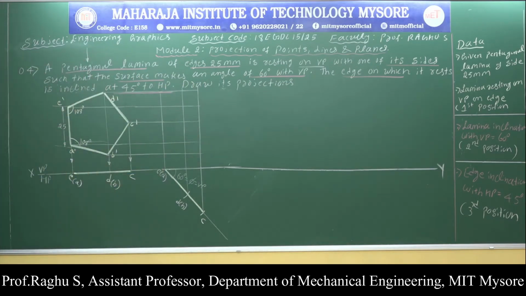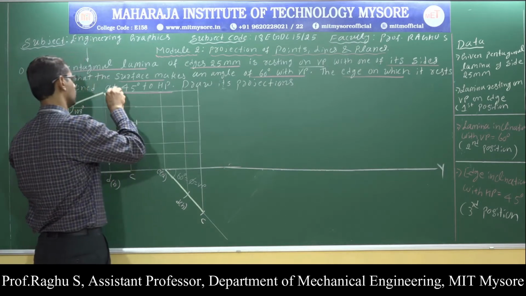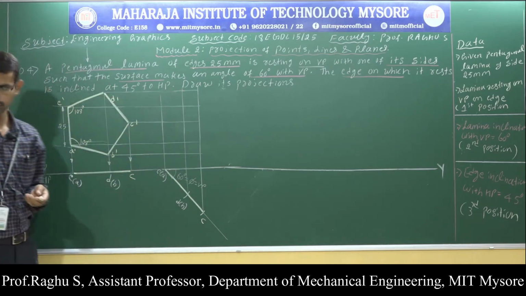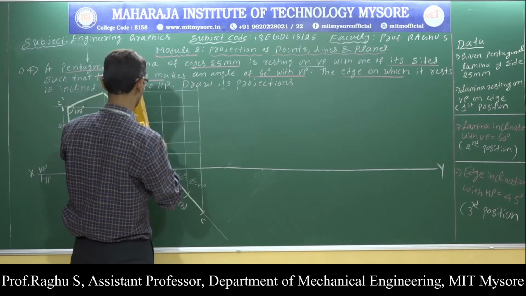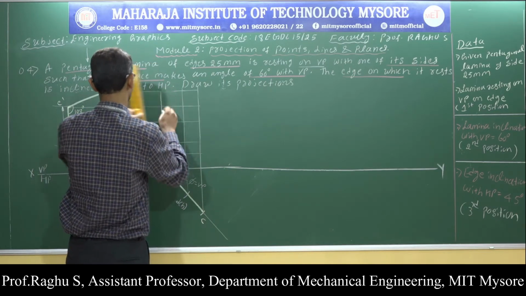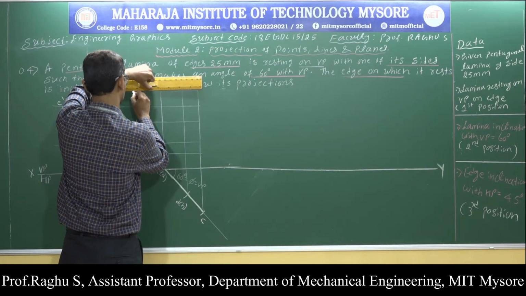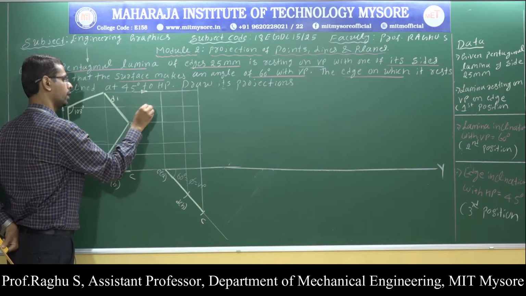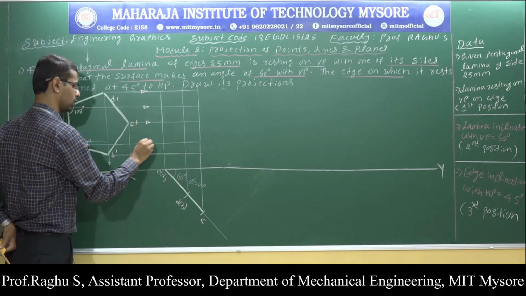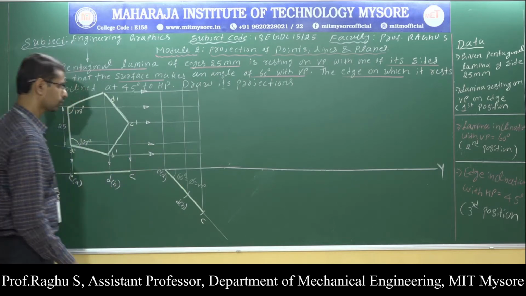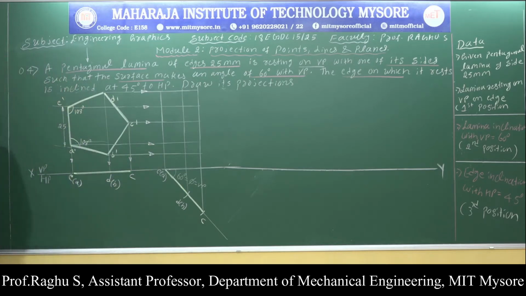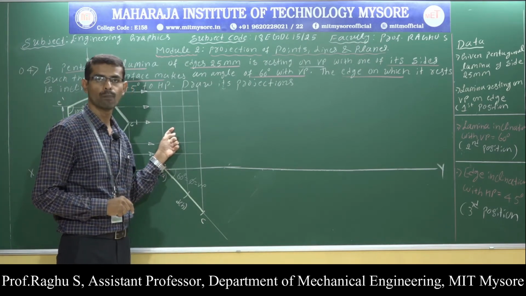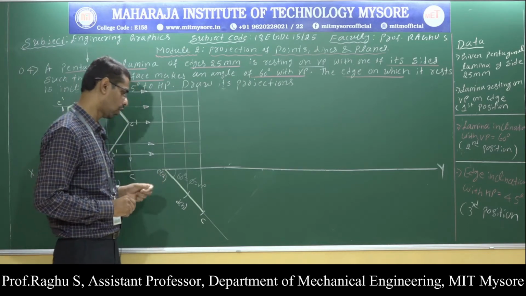Draw horizontal projection from the first position front view. Next, indicate arrow marks. Now, in this portion, I am going to get the apparent shape of the pentagonal lamina. Now, indicate all 5 corners.